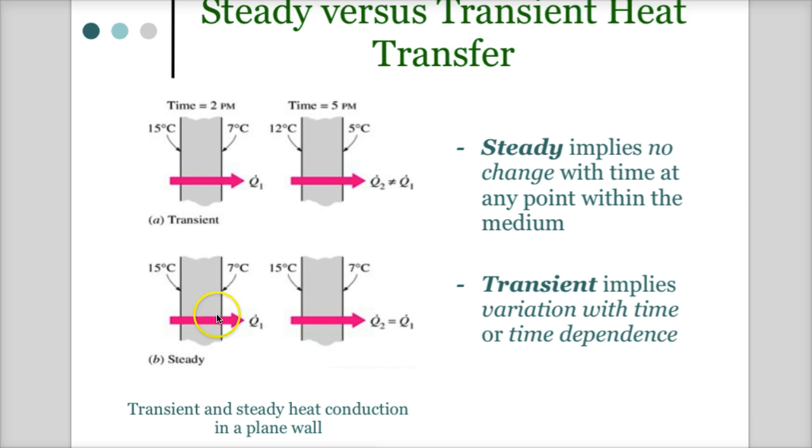For steady state, Q1 and Q2 are similar, which means the rate of heat flow is the same. So that's what we call a steady state. So the amount of energy transferred is constant. In real life, transient is more prevalent. Well, life is unfair, right? Anyway, let's move on.